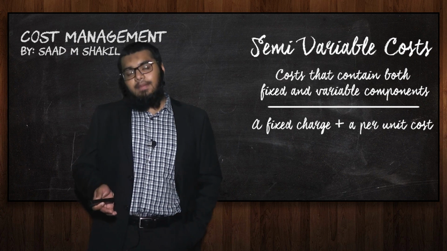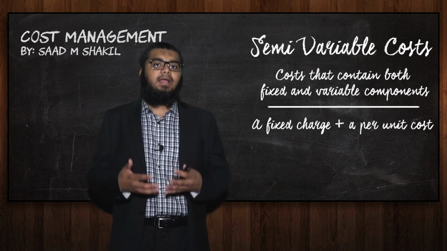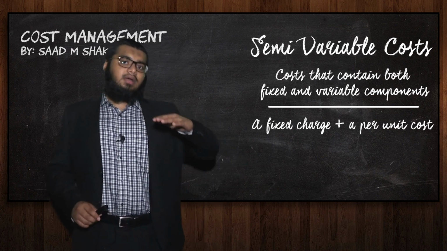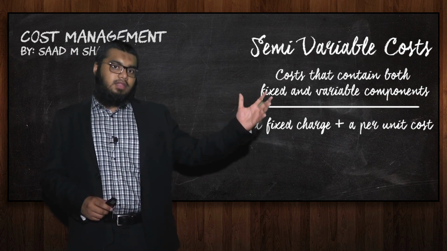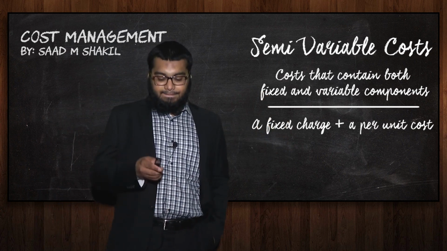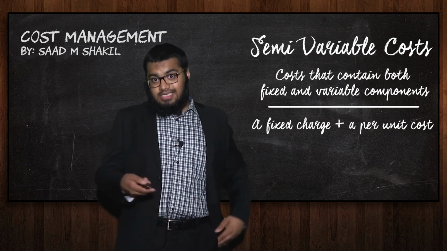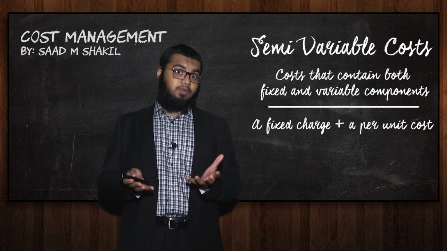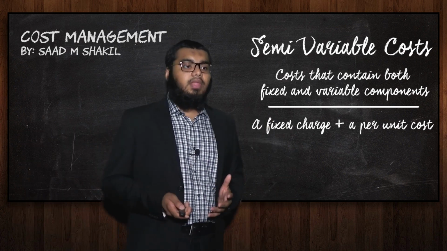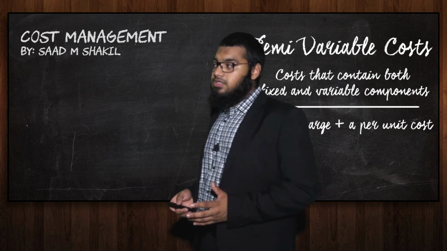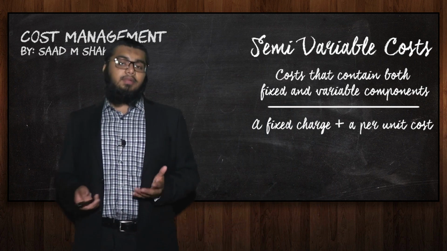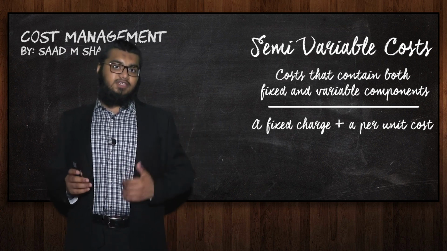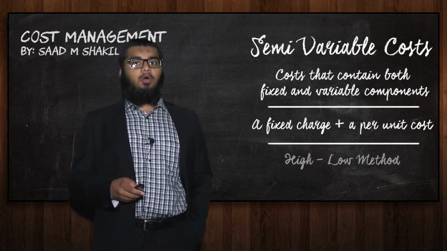Another example could be labor. For example, you're required to pay labor a certain basic salary or certain basic wage, and anything above that would be calculated on the basis of the production. These costs would be called semi-variable because they're variable, but they also include a fixed component, so they're called semi-variable. There are a number of methods that can be used in order to calculate these semi-variable costs, and we're going to consider the one which is part of the syllabus for the CMA, which is the high-low method.